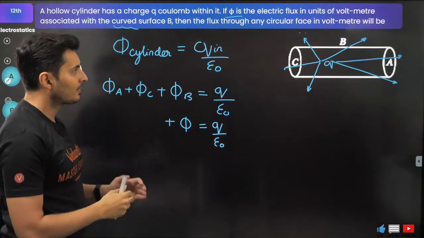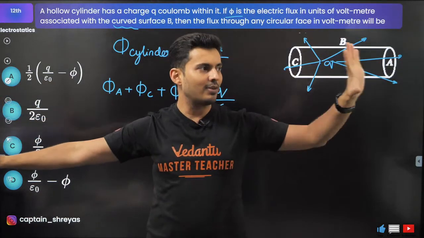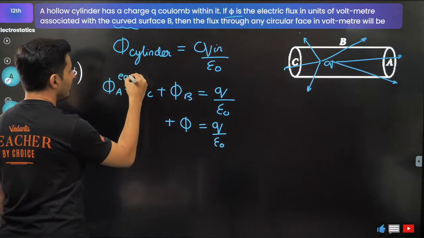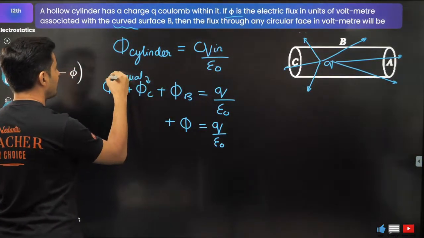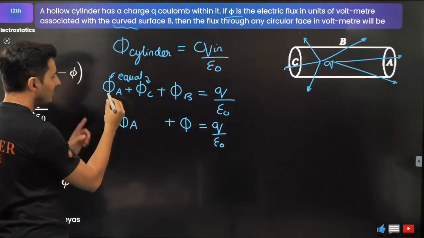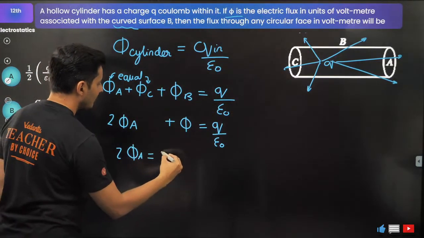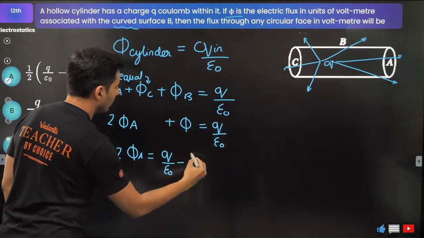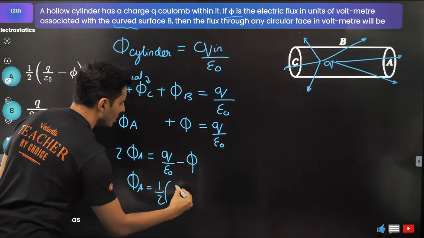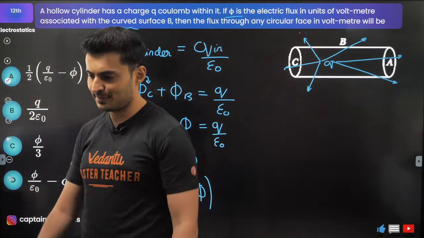Now the best part is the left and the right surfaces, the flat surfaces: whatever flux goes here, the same flux will also go there. So both of them will have equal flux. So let's say I just call it phi A. Phi A plus phi A will be 2 times phi A. So naturally 2 times phi A will be Q by epsilon naught minus phi. So naturally phi A will be half times Q by epsilon naught minus phi. That is the final answer.